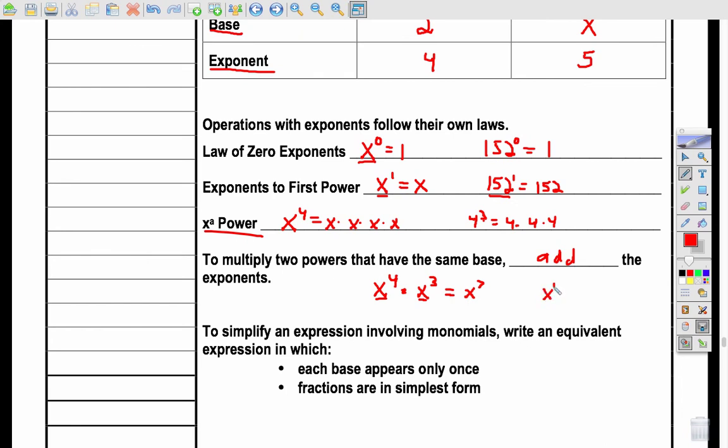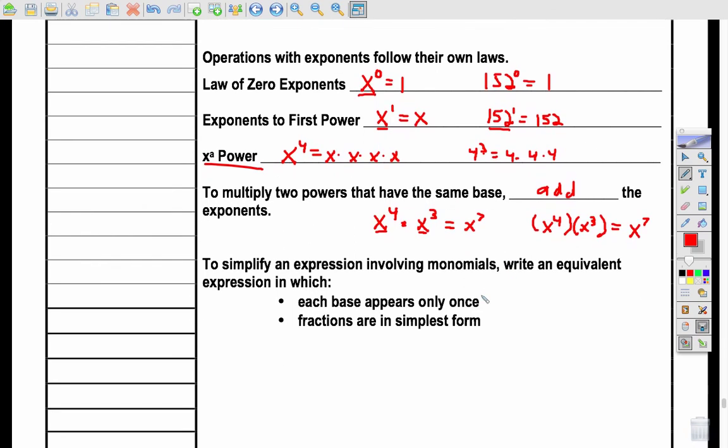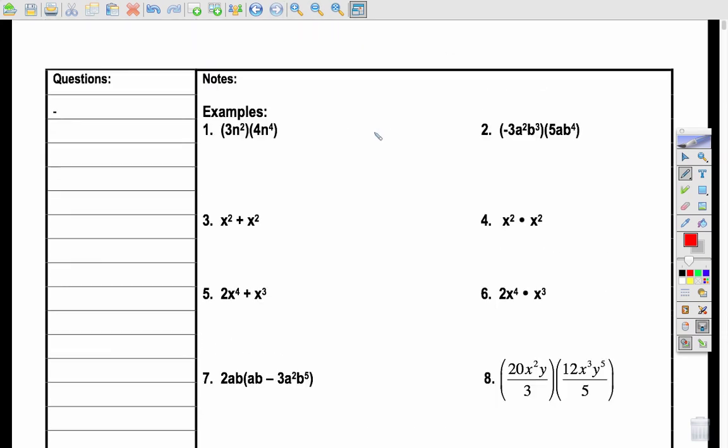This same problem could also look like this, x to the 4th in parentheses times x to the 3rd in parentheses. That's going to equal x to the 7th, because all we had to do was add the exponents. Okay, to simplify an expression involving monomials, write an equivalent expression in which each base appears only once. So like if you have x as the base, the x only appears once. And fractions are in the simplest form. So simplify your fractions. Next page, backside.